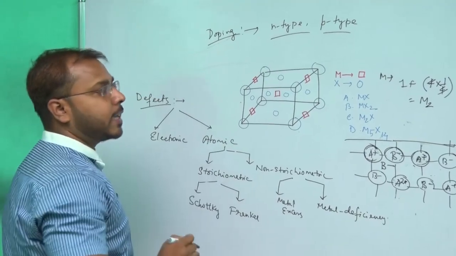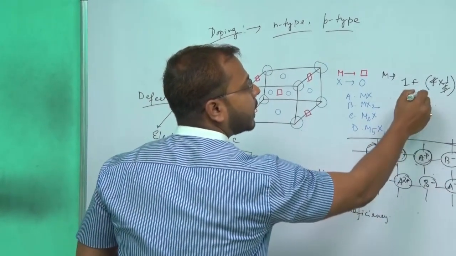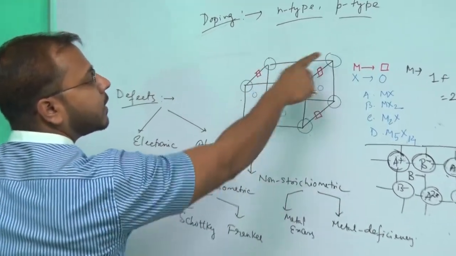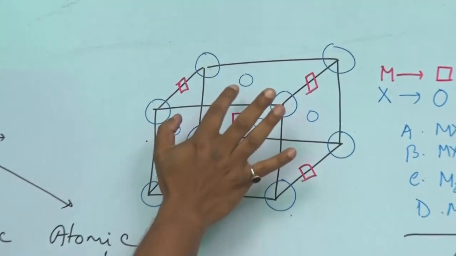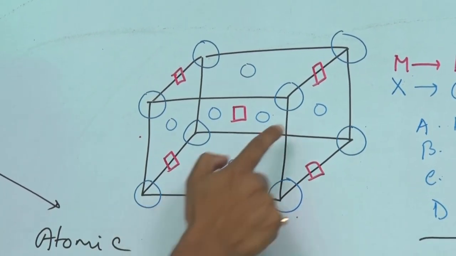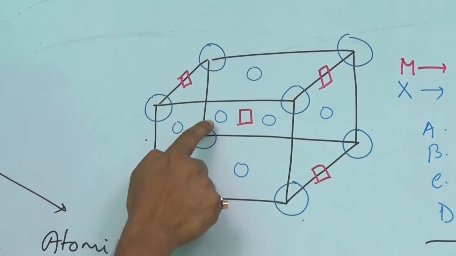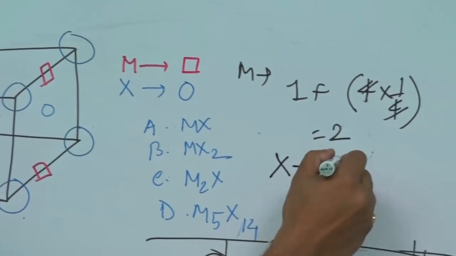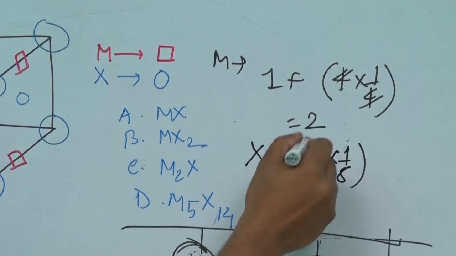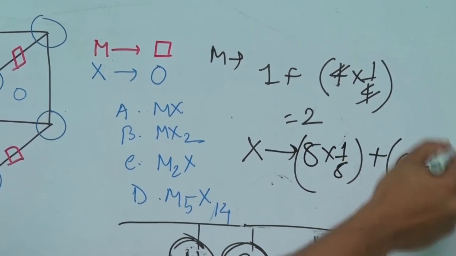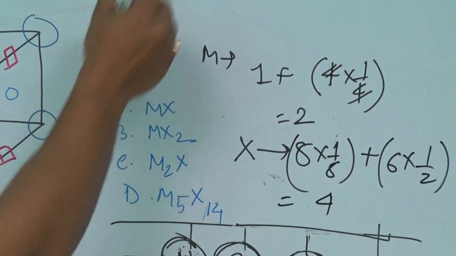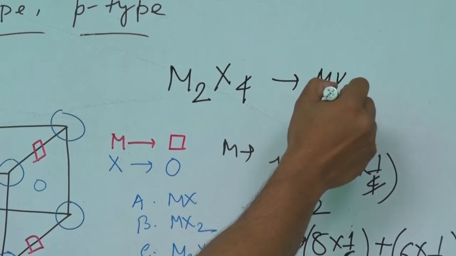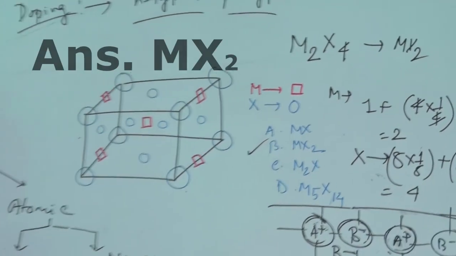And what will be the value of X? X will be 1/8 into 8 corners, and there are 6 faces. This is one face, this is one face, this is one face, this is one face, this is the front face with 1 center, and the back face with 1 center. So for X it will be 8 into 1/8 plus 6 into half. So it will be 4. That means the formula becomes M2X4. So we can write it as MX2. That is why option B is the right answer.